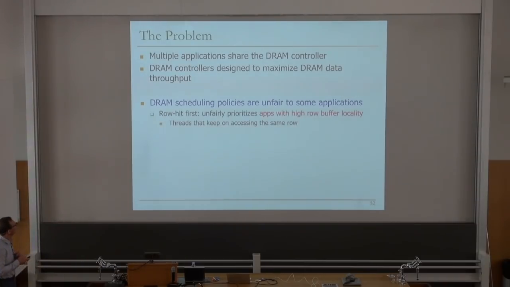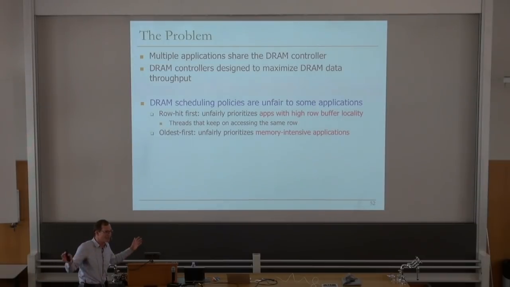That's the idea. So there are actually two problems. One is row hit first. It unfairly prioritizes applications that naturally hit a lot in the row buffer, because once you open the row buffer, the memory controller will prioritize that application, threads that keep on accessing the same row. The second one also actually is a problem. Oldest first is not a fair policy, and this is very well known actually in networking. The first one is very specific to DRAM, but the second one is very well known in networking.